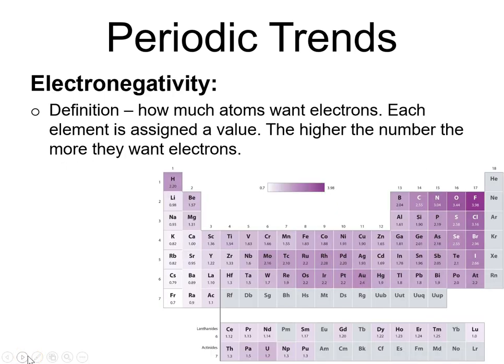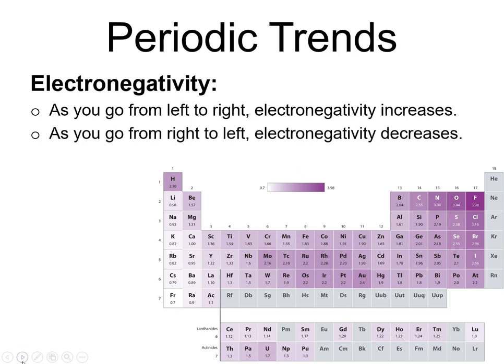So the next one is electronegativity. The definition of electronegativity is how much the atoms actually want the electrons. Each element is assigned a value in the table below, and the higher the number, the more they want the electrons. So as you go from left to right, the electronegativity increases, and as you go from top to bottom, the electronegativity is going to decrease. That's a typo right there, guys.